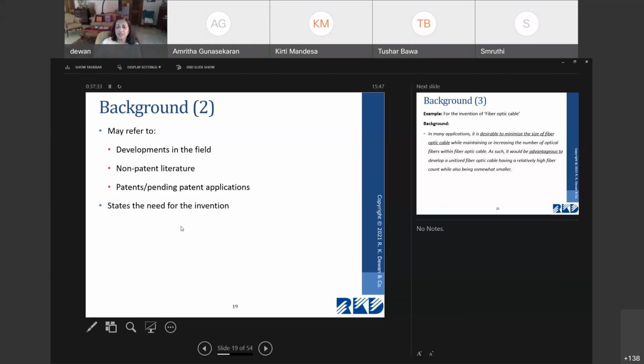This is just an example which we are at the moment facing. Every day we are using sanitizers. So normally the background ends with the statement of the need of the invention.